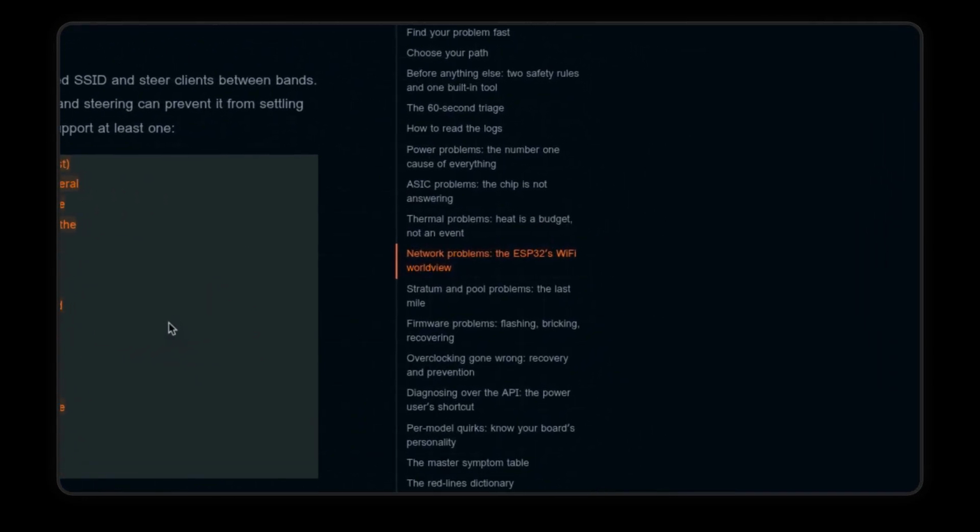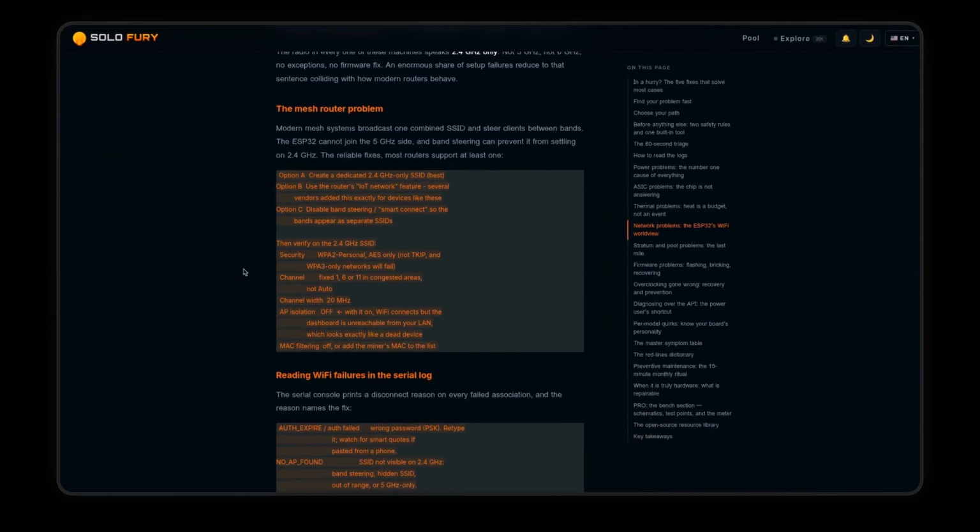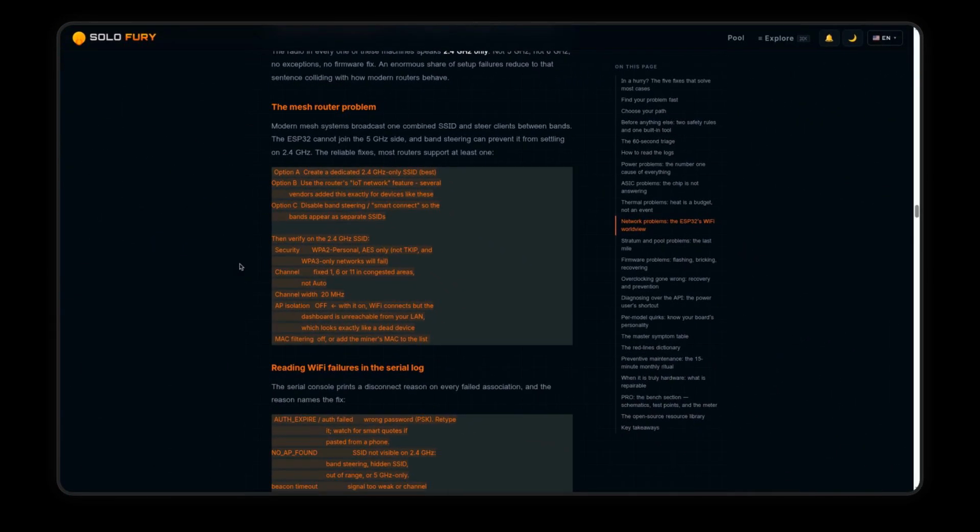Network problems are often the primary cause for a miner dropping offline, usually stemming from Wi-Fi instabilities like signal interference. One specific trap for home users is the mesh router problem, where automated band steering causes the miner to lose its connection during node handoffs.